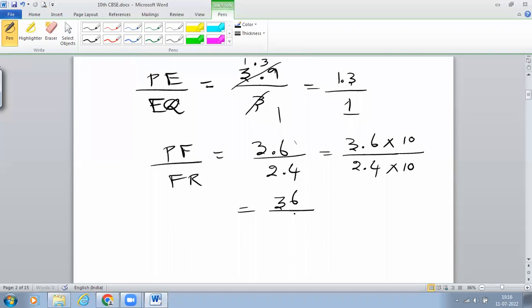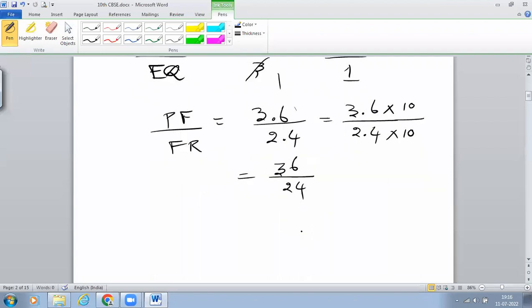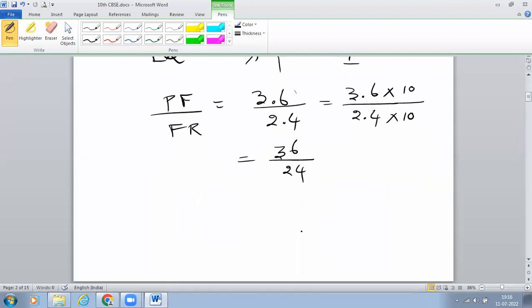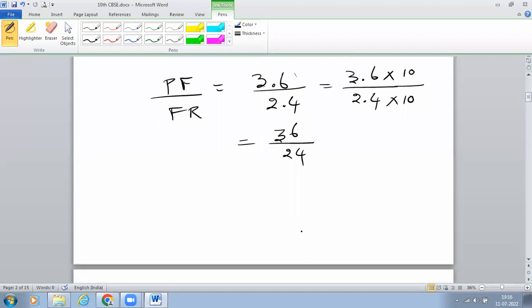Yes or no? Now what is 2.4 into 10? 24. Very good. So 36 divided by 24. Now we can cancel this using the 4 table. So how to cancel? 6 fours are 24, as well as 4 nines are 36.